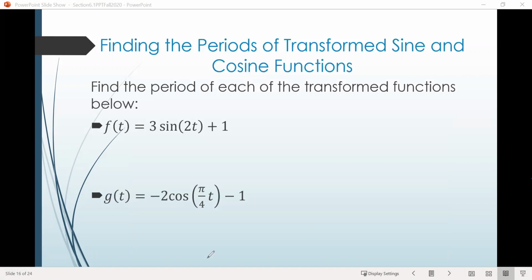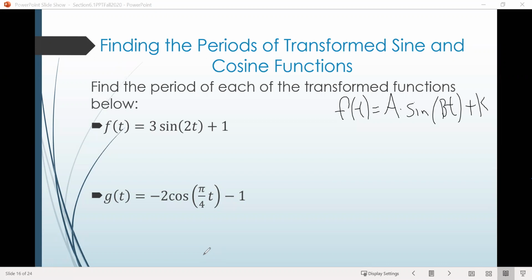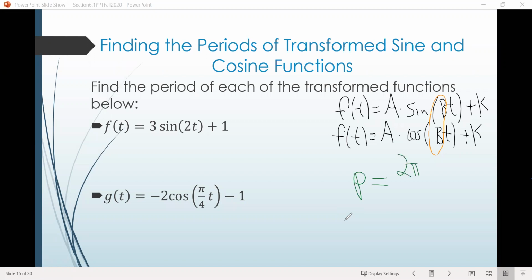Okay, so we talked about in the previous video how in the general forms for both sine and cosine functions, f of t equals a times sine of b t plus k, and f of t equals a times cosine of b t plus k, the value for b in both of those is not the period of the function. I will reiterate that because students often say that's the period. It is not the period. It can help us find the period of the function. So recall that the formula for finding the period using that value for b is that the period is given by 2 pi divided by b.